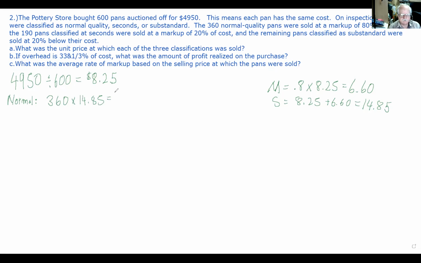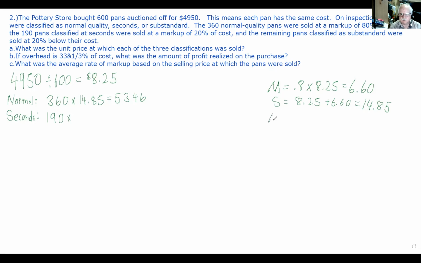And we'll go with that, 5,346. So we know the revenue and the price for the normal ones. Let's deal with these seconds. What do we know? There were 190 pans classified as seconds, were sold at a markup of 20%.